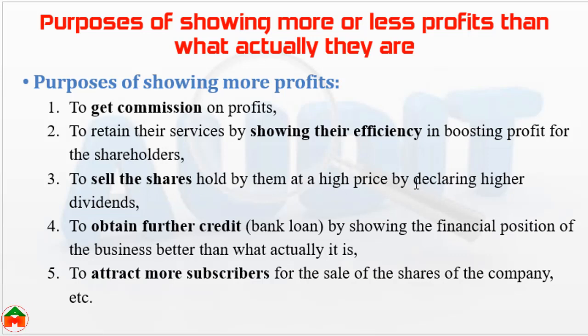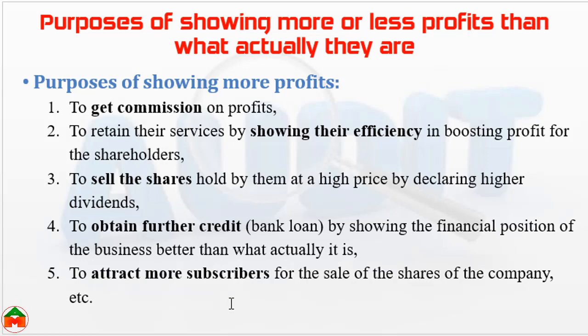The higher level management declare higher dividends to increase the price of the share, and when the price is increased, they sell their shares. Fourth purpose of showing more profits is to obtain further credit. Here credit means bank loan. Wherever your company can earn a good profit, in that case the bank from which you are interested to take loan will focus on you to provide the loan. That's why to obtain further credit, bank loan, by showing the financial position of the business better than what actually it is.